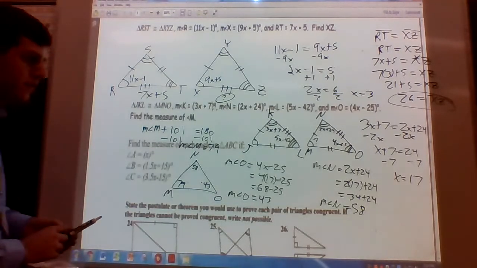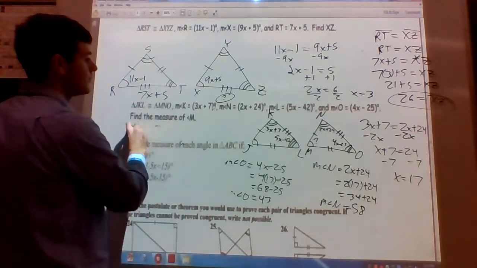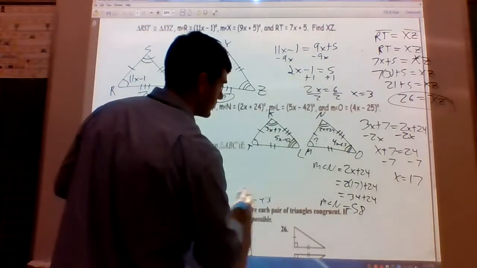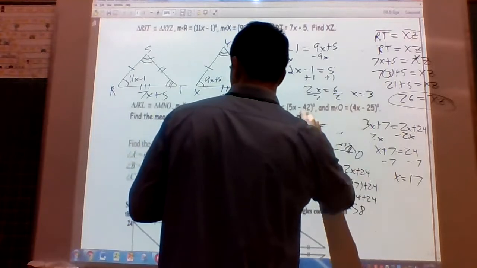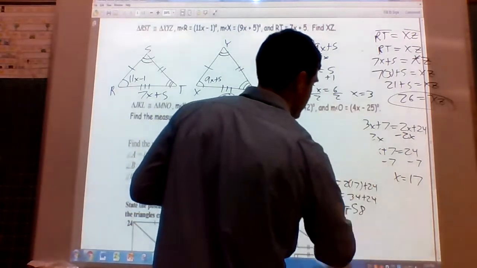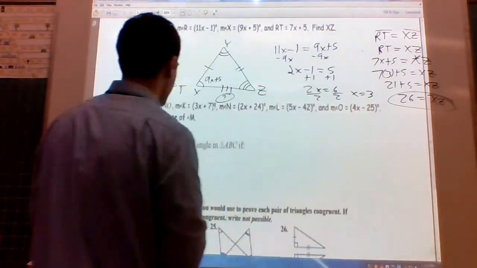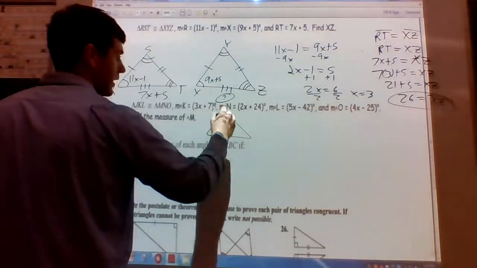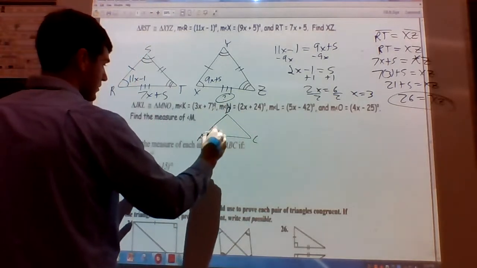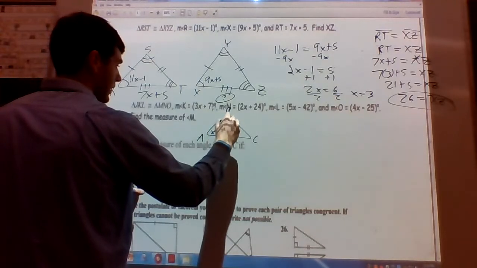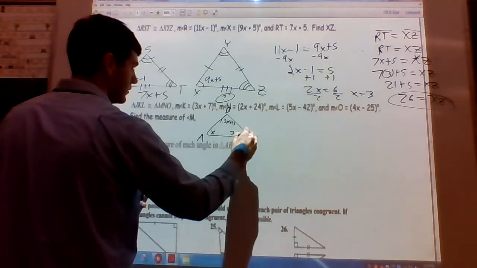I rushed that one a little bit because the bell's about to ring, and I want to get one more done before I end the video. So the next problem is asking us to find the measure of each angle. Okay. So again, if we make the triangle ABC, we're going to have x, 1.5x plus 15, 3.5x minus 15.